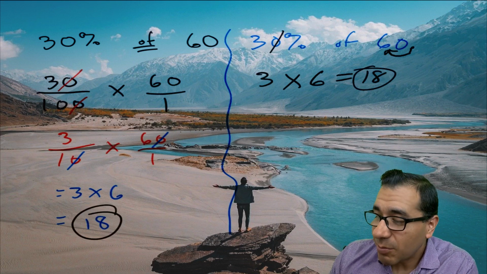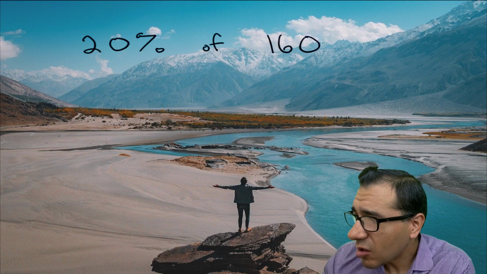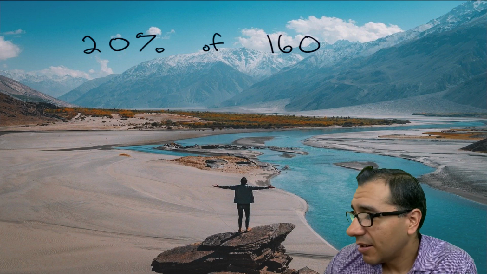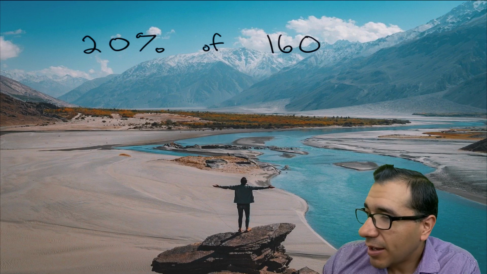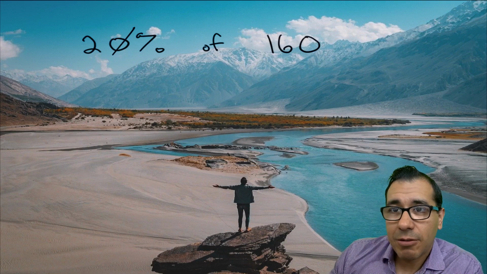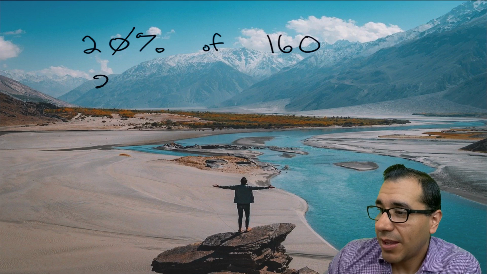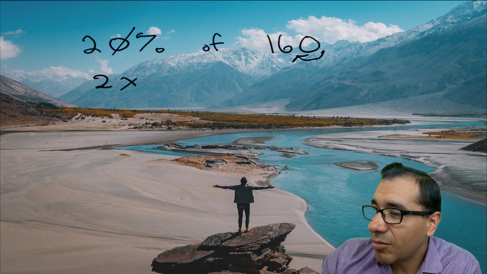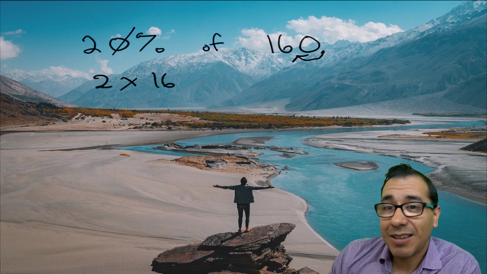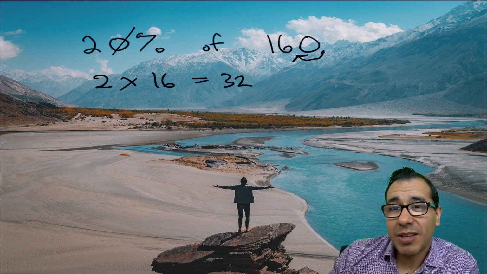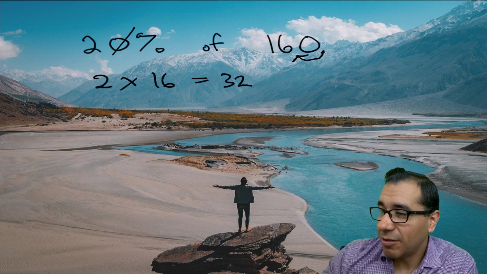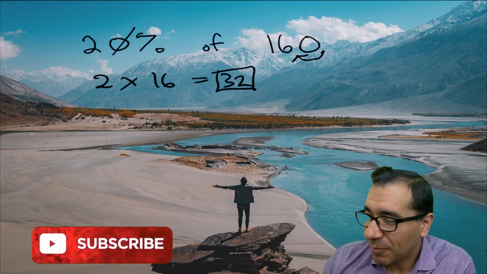All right, let's do some more examples here. So 20% of 160. Again, what did we say? We'll eliminate that 0 right there. So we have 2. And then this decimal that's at the end, we're going to move it one place to the left. And we're going to multiply that 2 times 16. So 2 times 16 is 32. So 20% of 160 is 32. Fairly easy. Let's do another example.